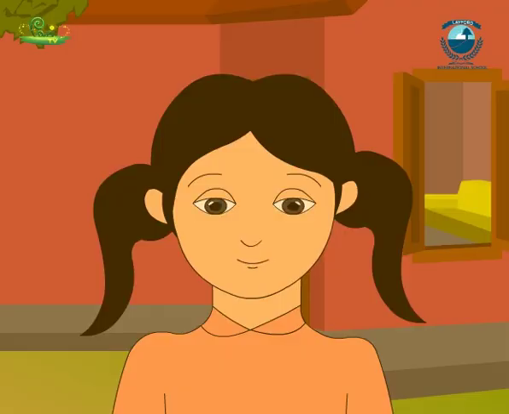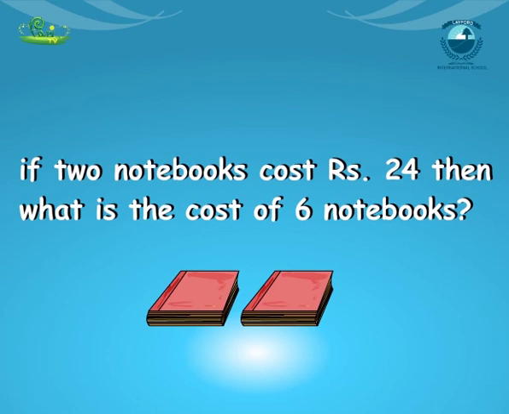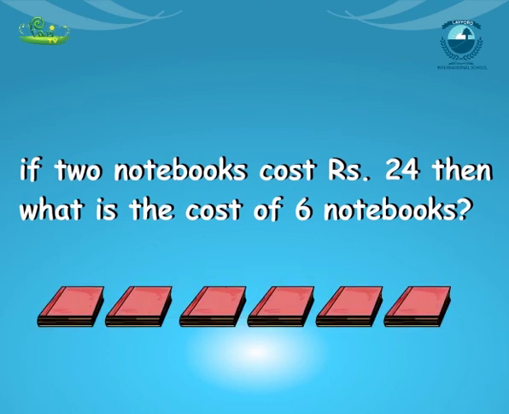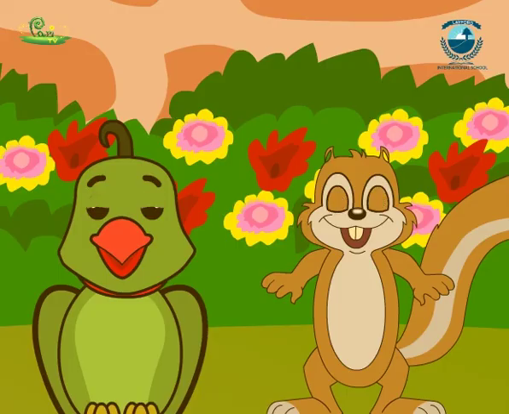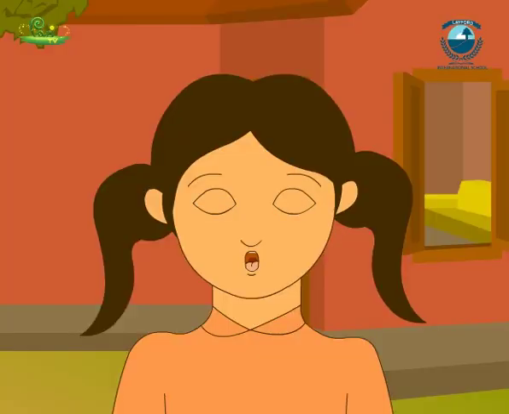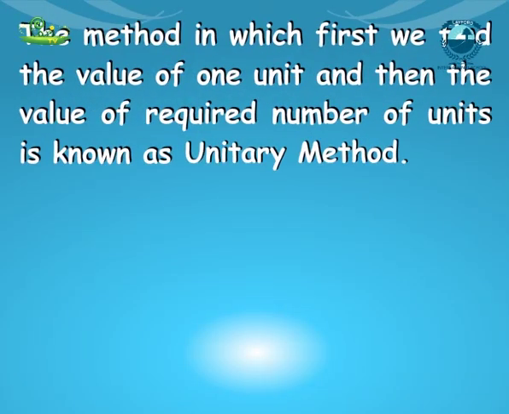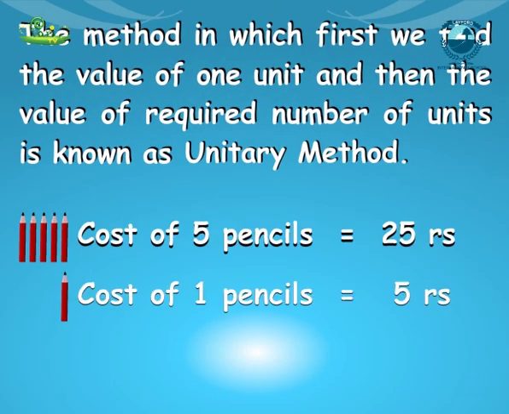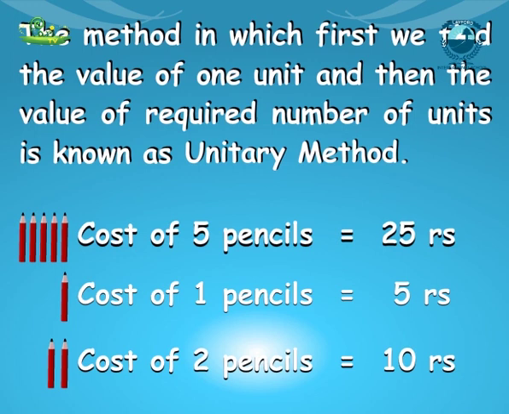Gillu, now you tell me, if 2 notebooks cost rupees 24, then what is the cost of 6 notebooks? I don't know, Munia. Gillu, this type of situations we face every day in our day-to-day life. We solve these problems by unitary method. I would like to tell you what is unitary method. Pay attention. The method in which first we find the value of one unit and then the value of required number of units is known as unitary method.